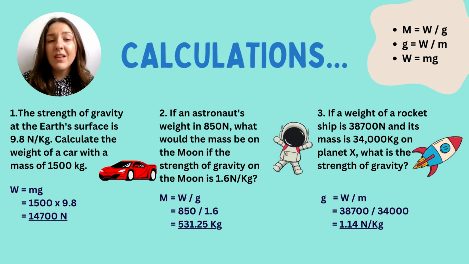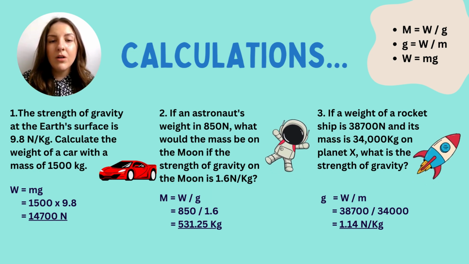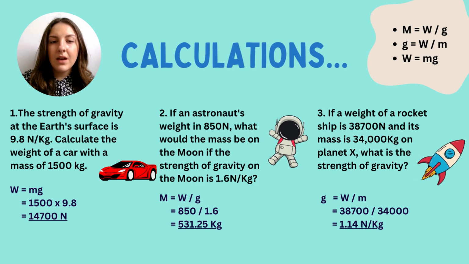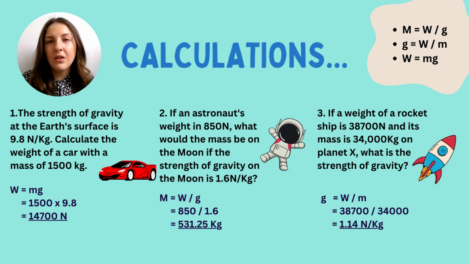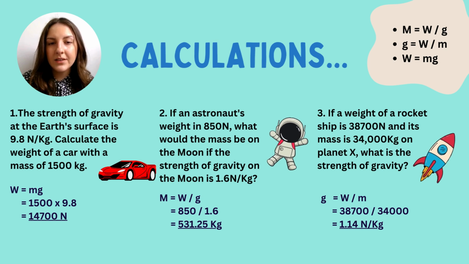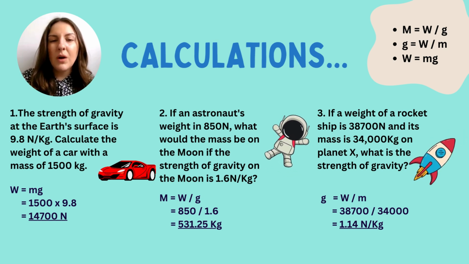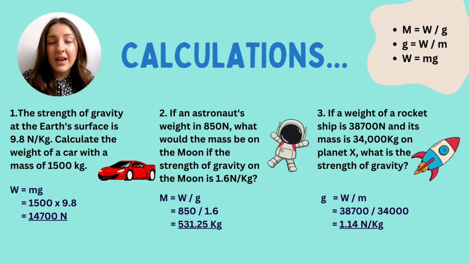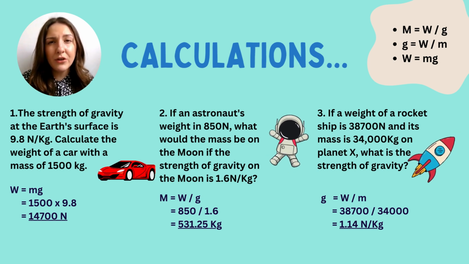So weight is 850 divided by 1.6, and you get an answer of 531.25 kilograms. At this point, I would say it may be worth rounding this answer to 531.3 kilograms, as the answer needs to reflect what number of decimal places the question has in it. So you can see 1.6 is given in the question, so you might want to just round it to one decimal place. It hasn't asked for that, but they could do that in the exam.